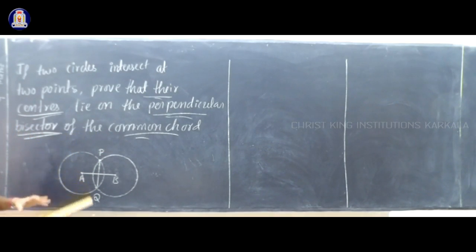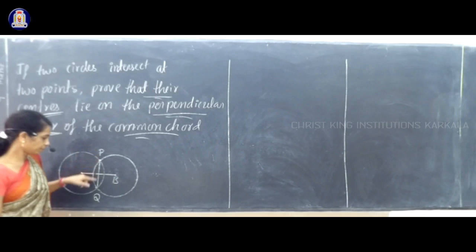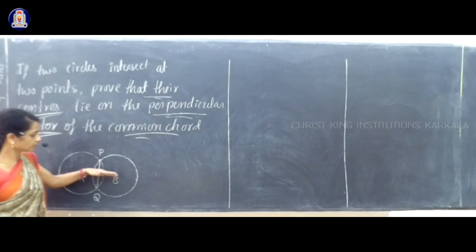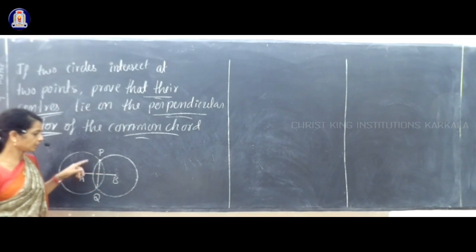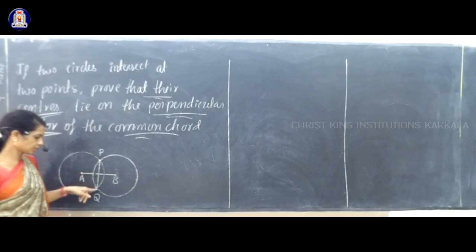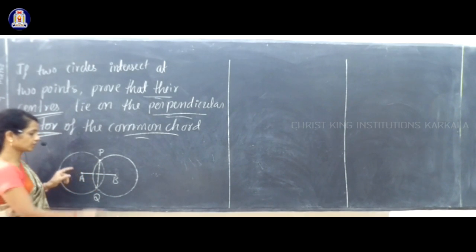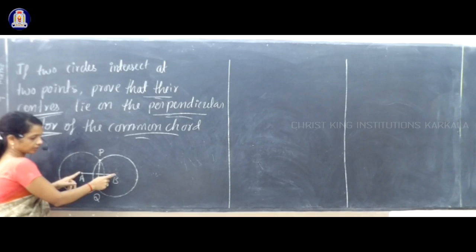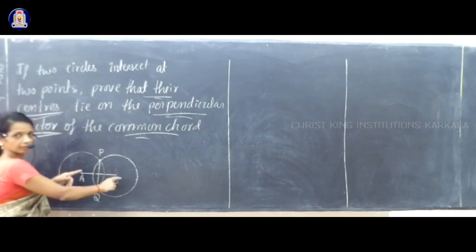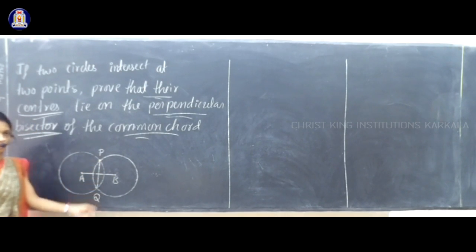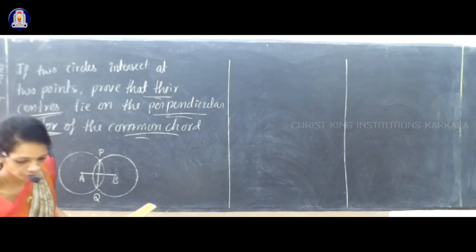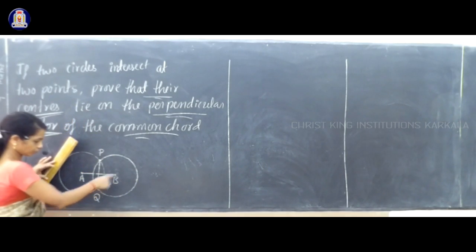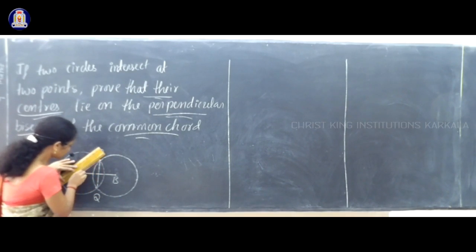So what you have to prove here? You have to prove AB is perpendicular to PQ as well as that it divides PQ into two equal parts. If you prove AB is the perpendicular bisector of PQ, that proves that the circles' centers lie on the perpendicular bisector of the common chord PQ. Okay, by this much we can't prove. So you have to join P with A and B, and Q with A and B. So that I will do now.